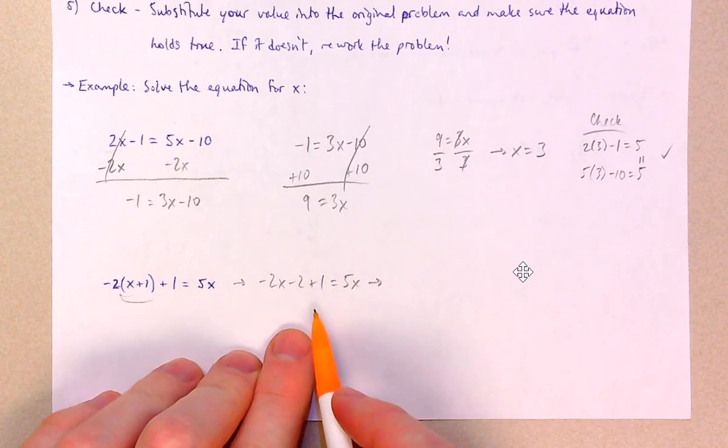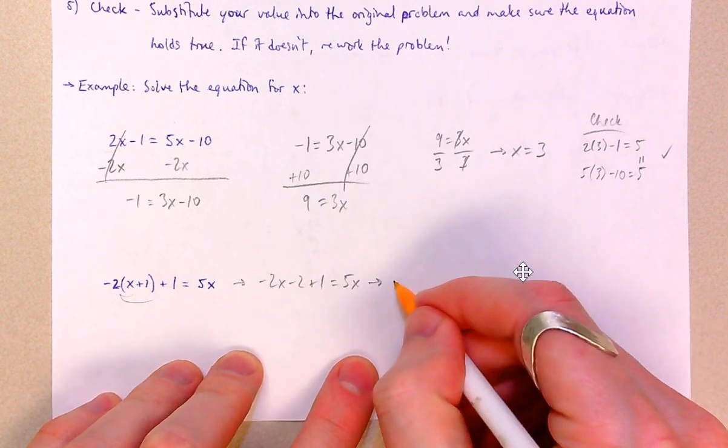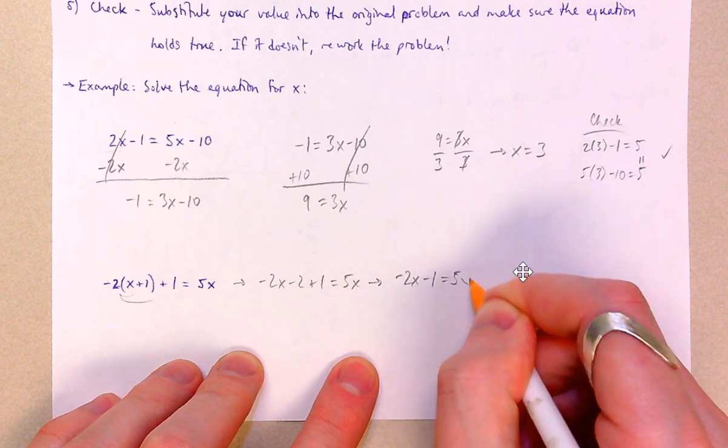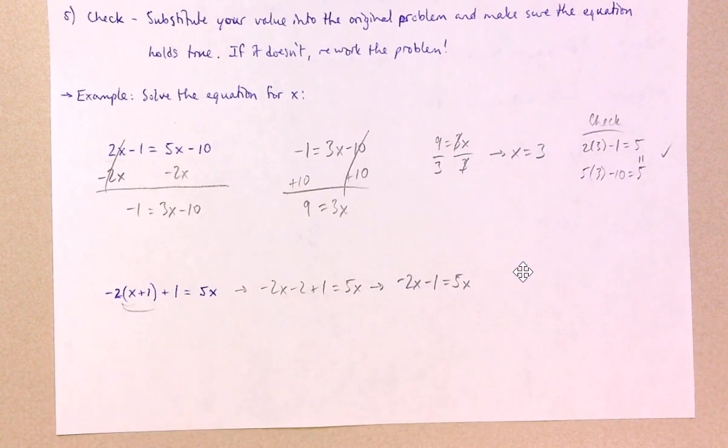And then I can combine the -2 and the plus 1 to give me -2x minus 1 is equal to 5 over x. Okay.